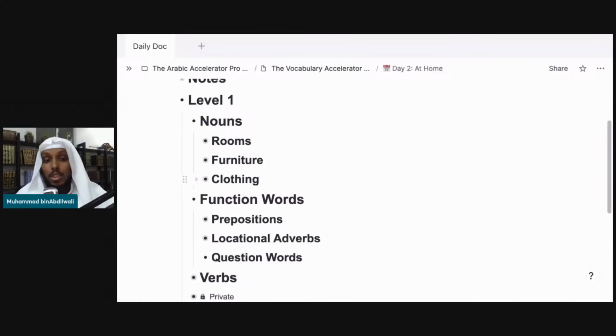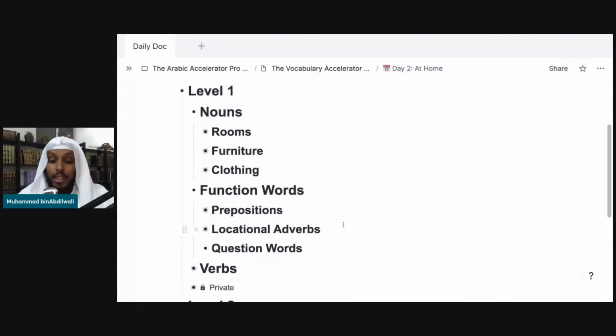So today's words are all about places within the house, right? And objects that you would find within the house, and how to express where those things are. That's why the main question word for today is only one.